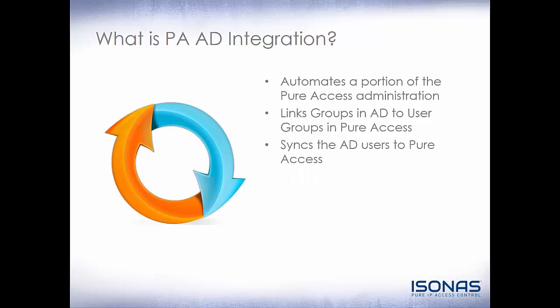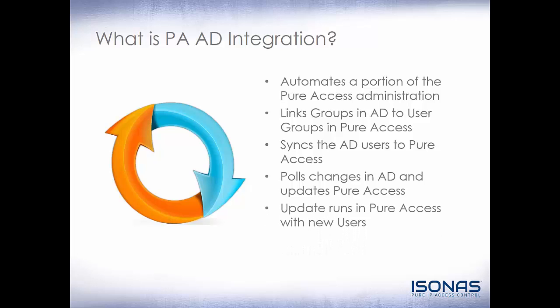It synchronizes the Active Directory users to Peer Access. It also pulls changes in Active Directory and updates the Peer Access system. This integration pulls Active Directory by default every 10 minutes for any changes: user adds, users disabled, users deleted, etc. It then runs an update in Peer Access and pushes out all the new rule changes. When changes are found in Active Directory, it automatically runs this update without any intervention from the end user.